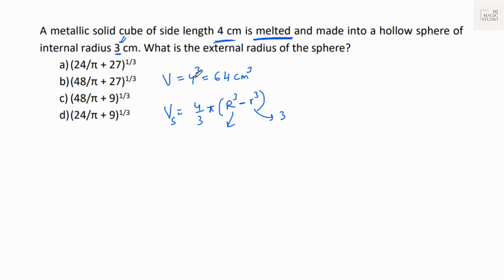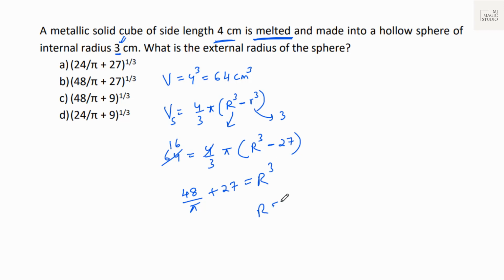So 64, that is 4 cube. That means 4 cube is 64. 64 equals 4 by 3 pi into capital R cube minus this small r cube, that is 27. So this is 16. 16 into 3 is 48. 48 by pi, if I take this 27 here, plus 27 will be equals to capital R cube. So R is 48 by pi plus 27 whole raised to the power 1 by 3. That is in option B.